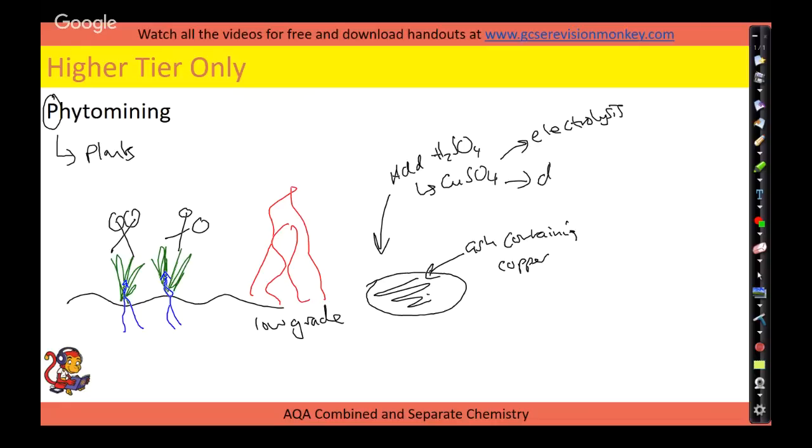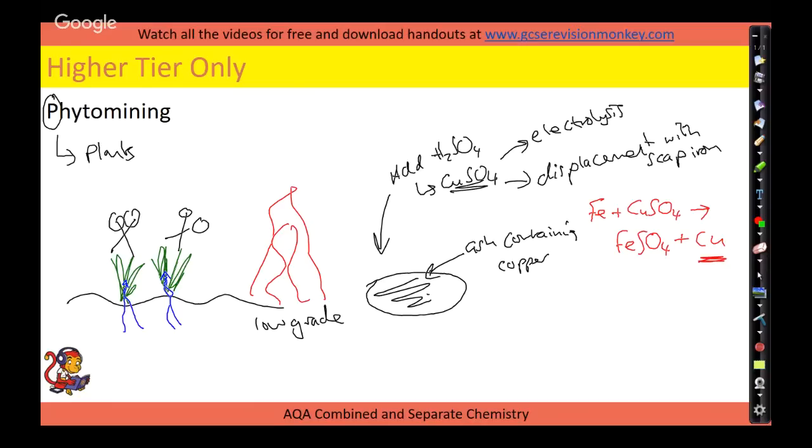Or you can do a displacement reaction with some scrap iron. That's the cheaper one. So if you have your copper sulfate, you can add your iron to your copper sulfate, and that will make iron sulfate plus copper. And there you have it extracted. So that's phytomining, using plants, burning them, extracting the copper afterwards.